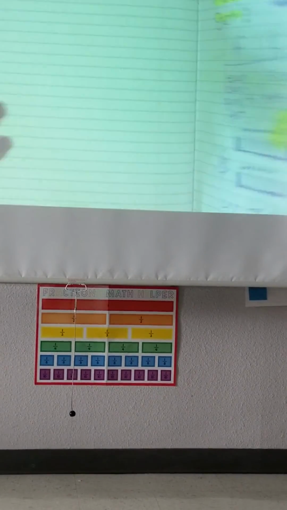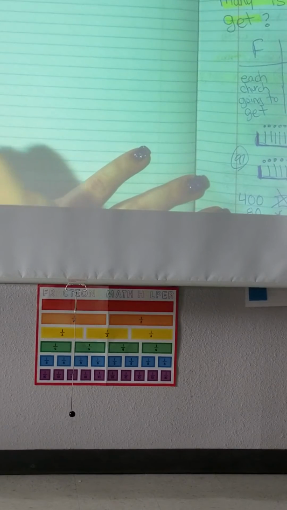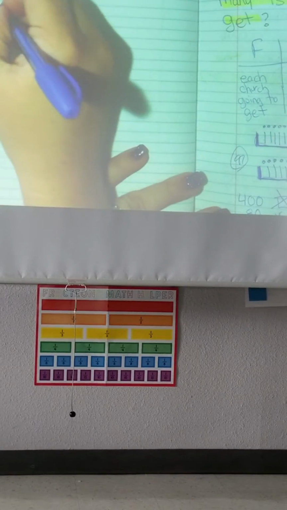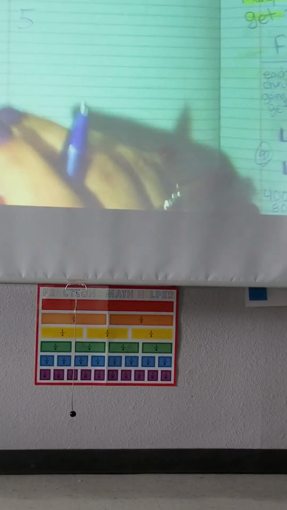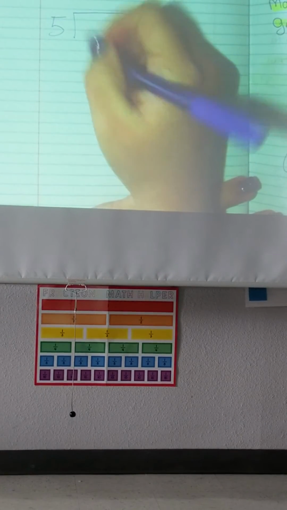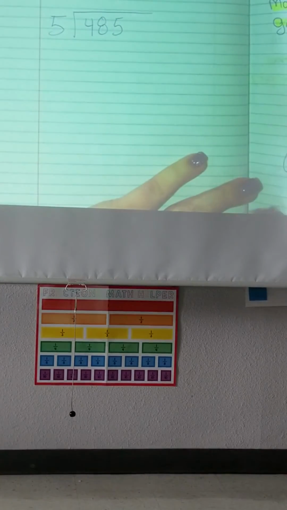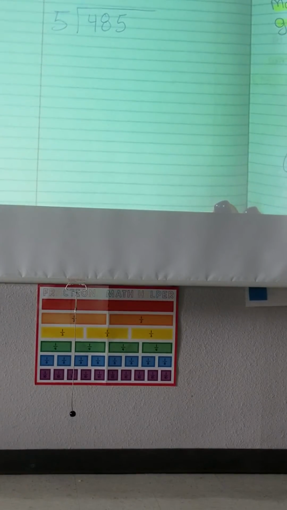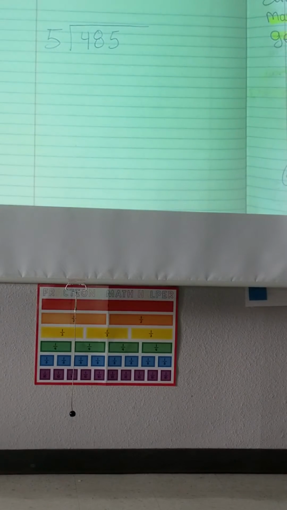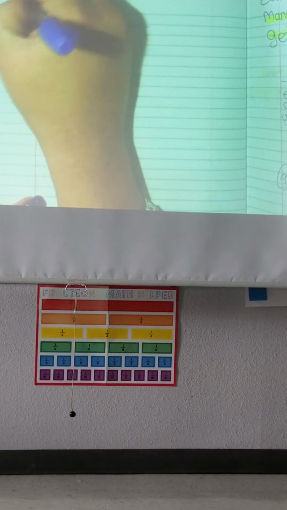Okay, so what was our divisor? Was that the divisor or the dividend? 5 is the divisor on the outside of the house. Okay, what was our dividend? 485. Don't say 485. 485. All right. Our division man, I'm going to draw him again because he's on my other page.